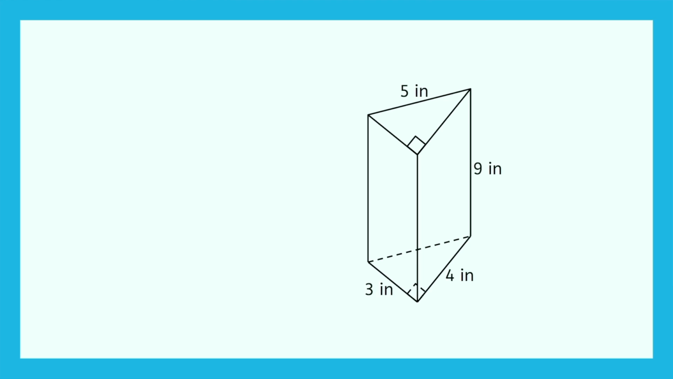First, we need to make sense of these dimensions and which edges they apply to. If this distance between the bases is 9 inches, what other edges have the same distance? Yeah, these 2. And since these are 3 inches and 4 inches, where else can we find those same measurements? Up here on the other base. What about this 5 inches? That's also the dimension of this edge right here at the bottom.